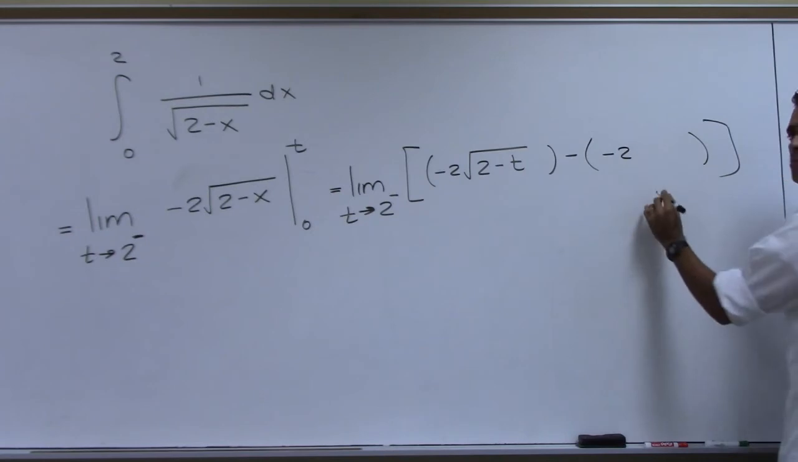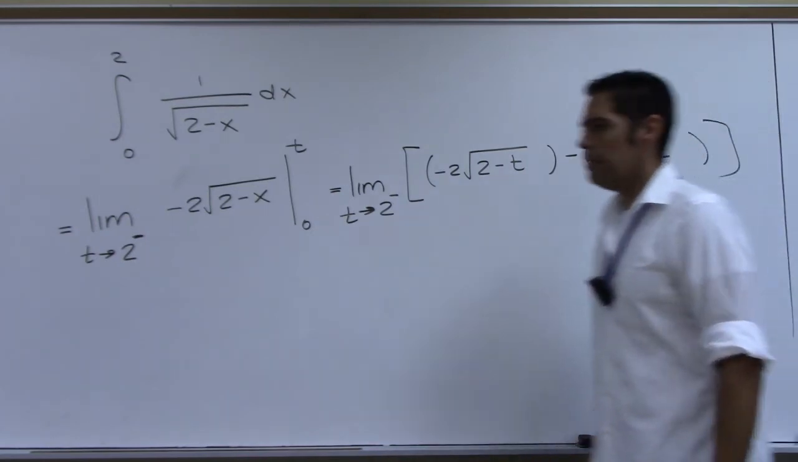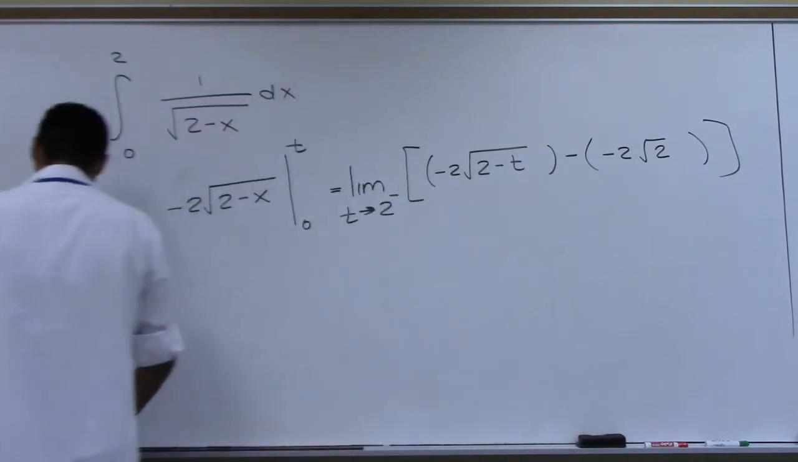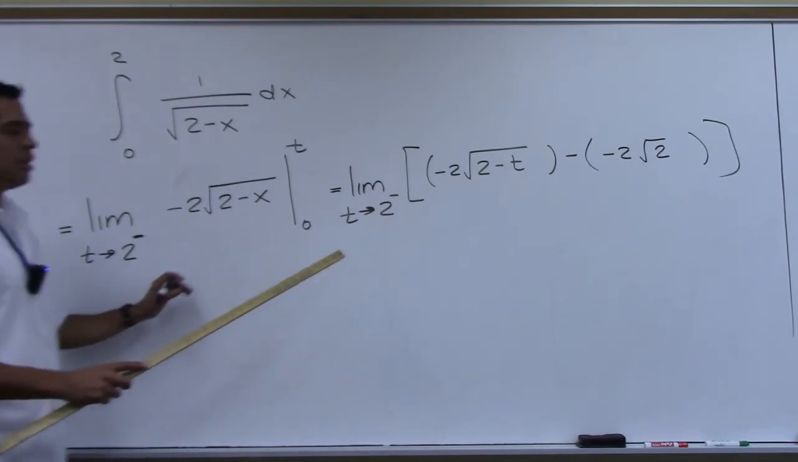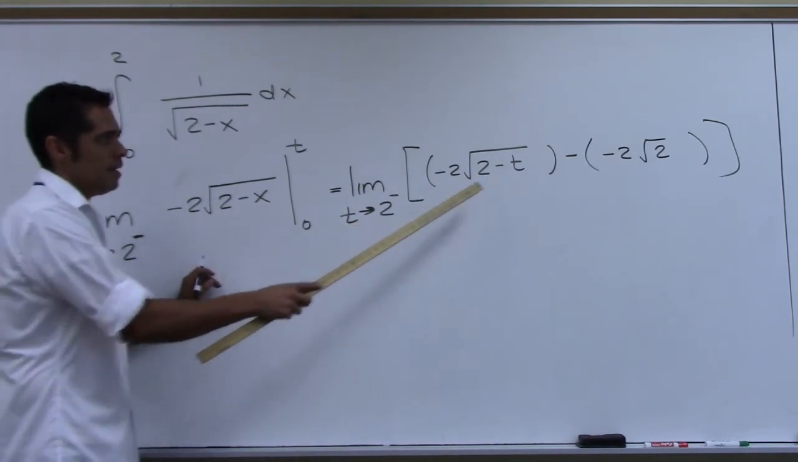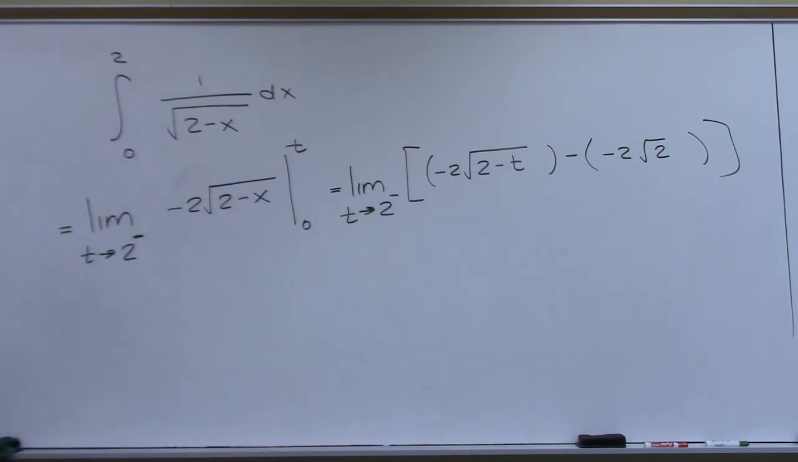Negative 2 times root 2? Okay. And now we let t go to 2. I'm not letting t go to 0, t goes to 2. So I'm approaching 2, right? Right in here. 2 minus 2 is 0.